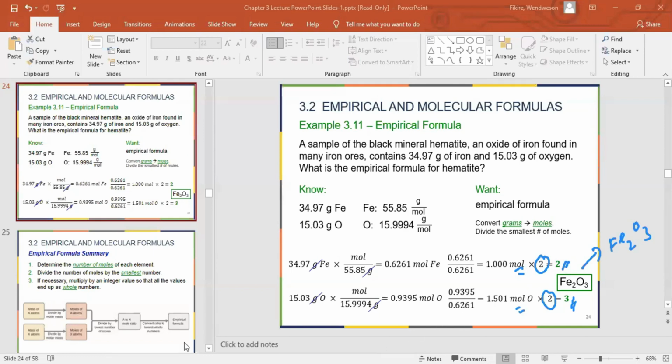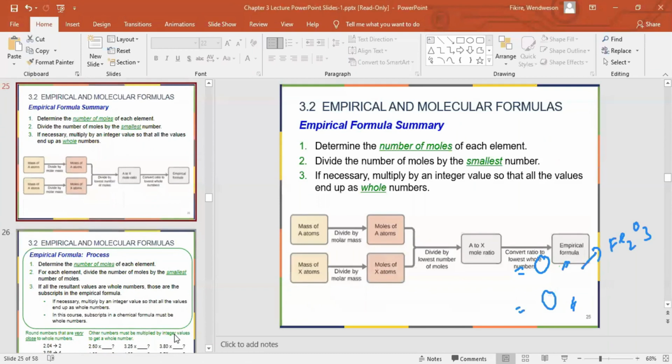Okay. So here is also a sketch for you. Actually, this sketch would be really a good GPS to understand how we came up with the empirical formula. If the mass is given, convert mass to moles, divide by the lowest mole ratio, and then convert the ratio to the lowest whole number. And then finally, you come up with the empirical formula. So this is like step A, this is like step B for determining the empirical formula. This is a good guideline or GPS.